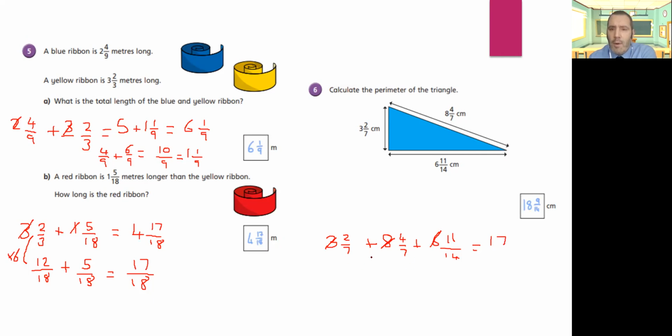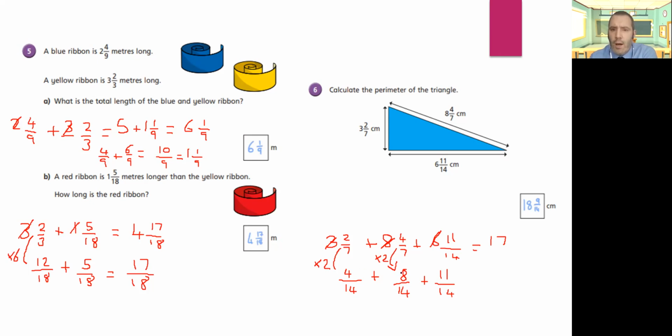Now I can start looking at my fractions. I can't divide this one to make my denominator 7, so I'm going to need to multiply these by 2. So I now have 4/14. I'm going to multiply this one by 2 as well to give me 8/14. And I also have 11/14 there. So now all my denominators are the same. I can add my numerators.